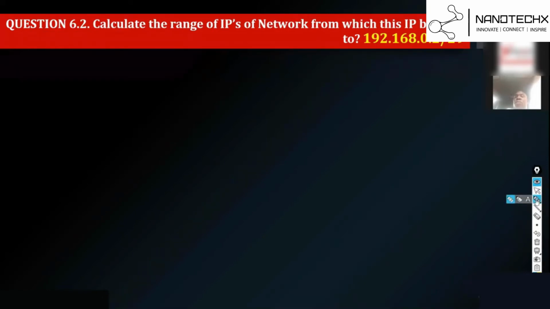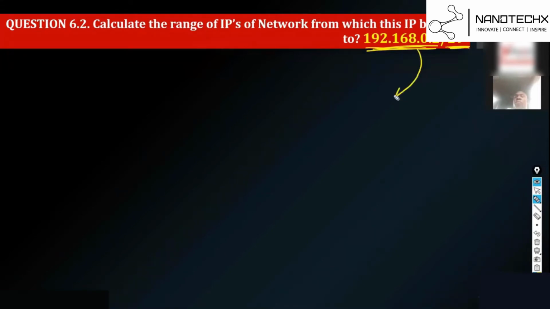Okay, so let's do this one. Let's do step by step. Please try to follow this one. 192.168.0.2. We have to calculate the range of IP addresses. Very simple. What do we have to do? We have to write this one in binary and we have to write this one in binary and then multiply them bit by bit. So let's write it in binary, right?